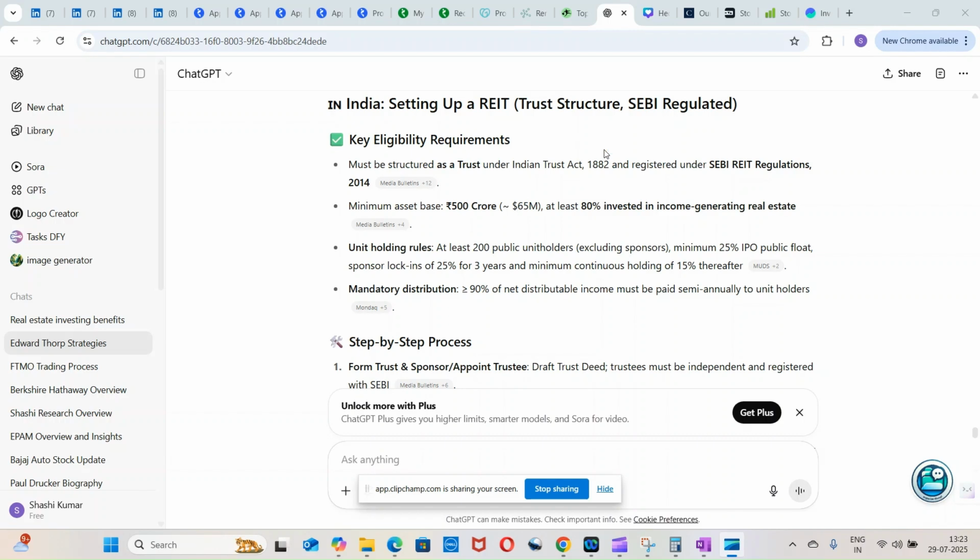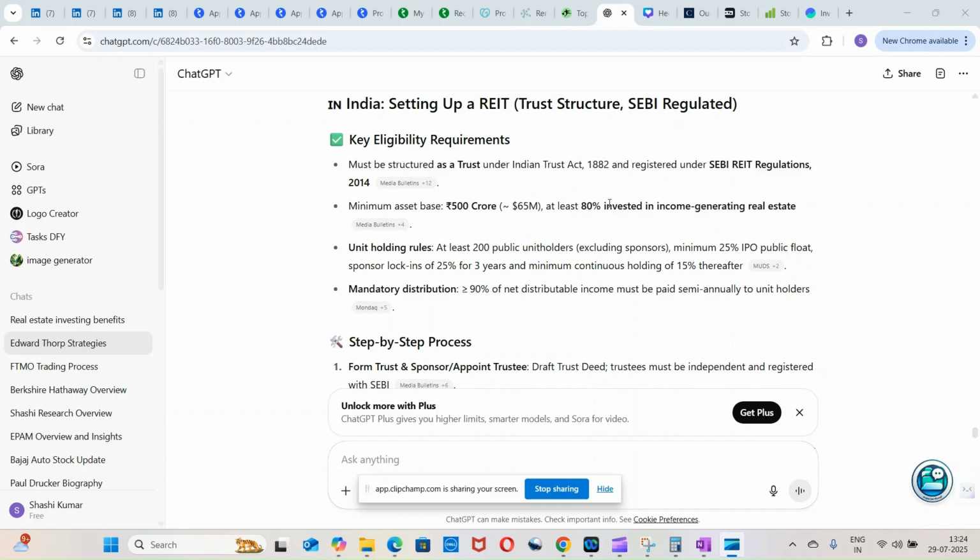Unit holding rules: at least 200 public unit holders should be there, excluding sponsors, and minimum 25% IPO public float should be there, and sponsors lock-in of 25% for 3 years should be there, and minimum continuous holding of 15% thereafter. Okay, so that's the rule.